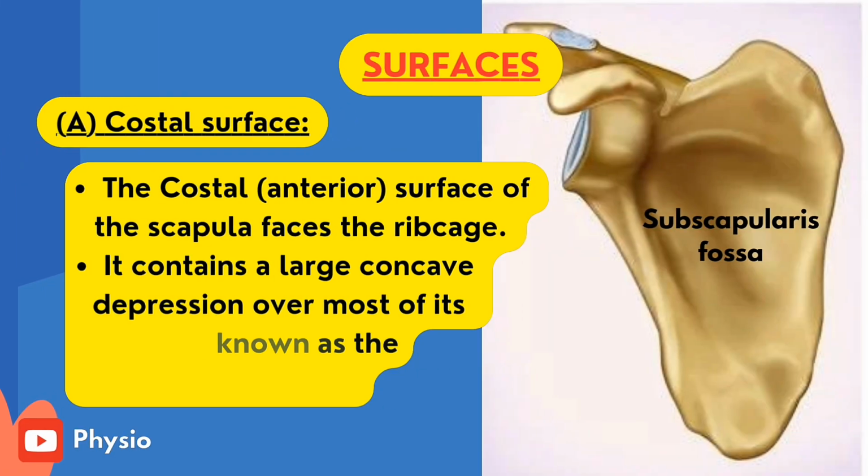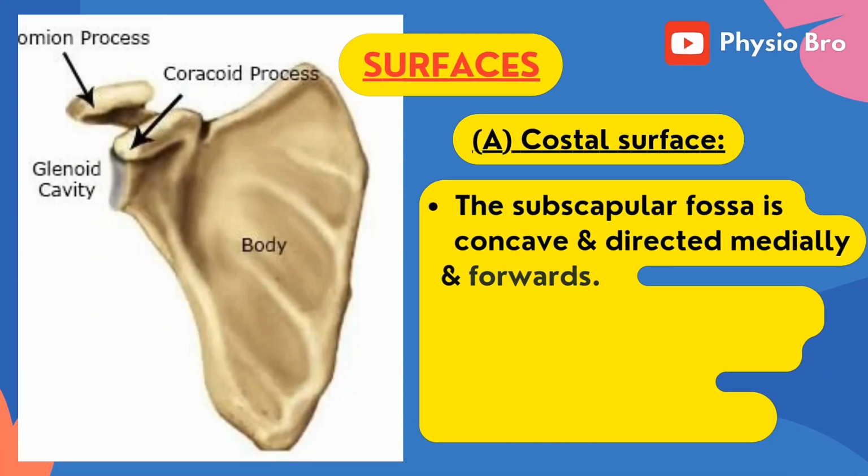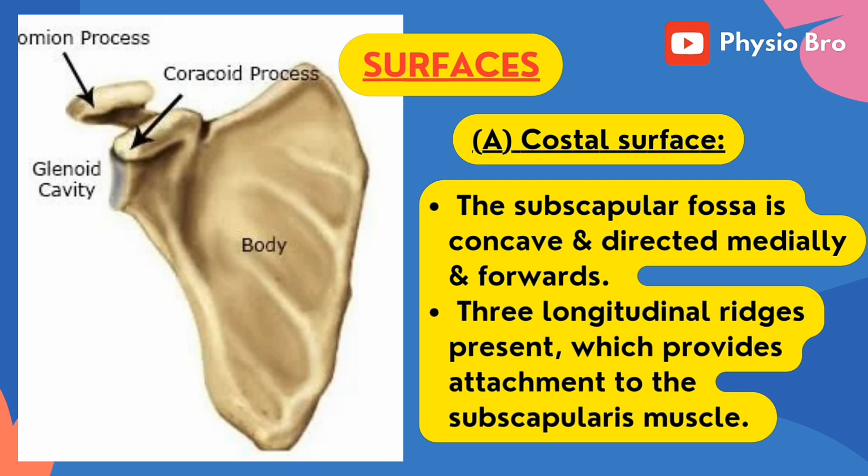Surfaces. The costal or anterior surface of the scapula faces the rib cage. It contains a large concave depression over most of its surface, known as the subscapular fossa. The subscapular fossa is concave and directed medially and forwards. 3 longitudinal ridges are present, which provide attachment to the subscapularis muscle.